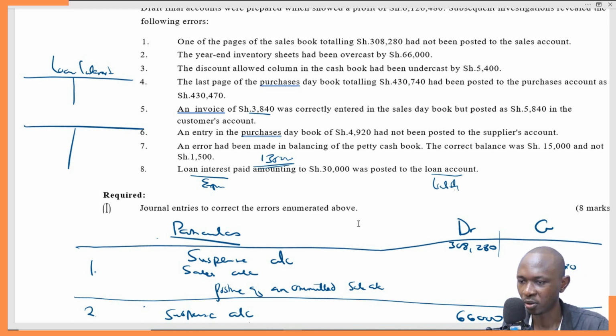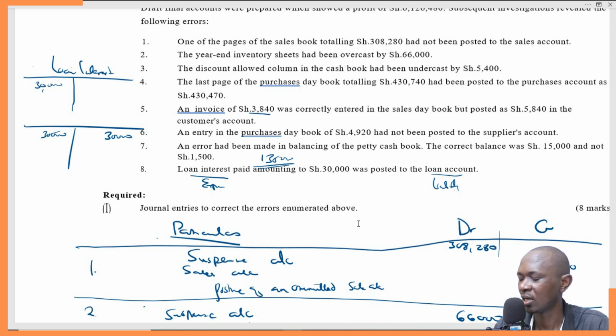Not even principle. So loan interest paid amounting to 30,000. Loan interest is supposed to be a debit entry. Loan interest 30,000 was posted to loan account. Instead of posting it here, it was posted where? Here. So what do we do? First of all, we credit this to reverse this effect, and then we now post it here.